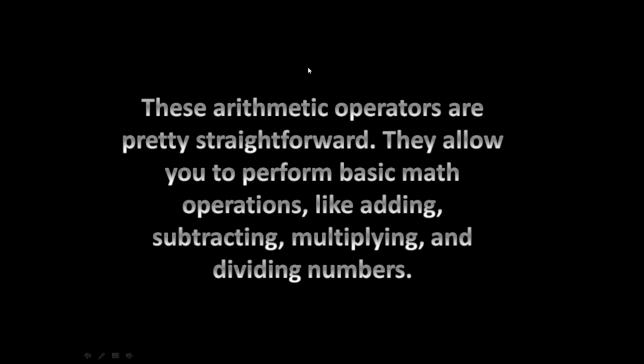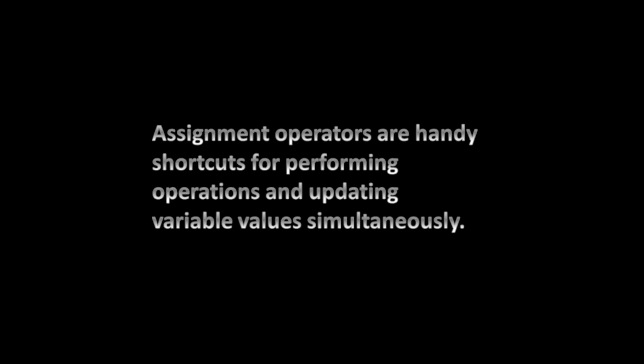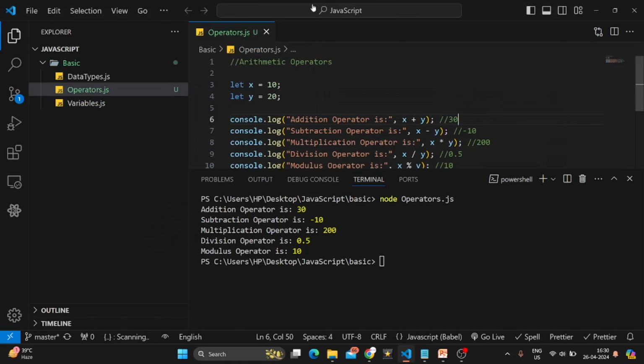These arithmetic operators are pretty straightforward. They allow you to perform basic math operations like adding, subtracting, multiplying and dividing numbers. Next, we have assignment operators. These are used to assign values to variables. Assignment operators are handy shortcuts for performing operations and updating variable values simultaneously. Let's take an example of how they work exactly.